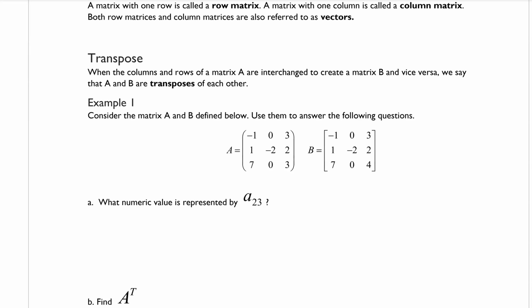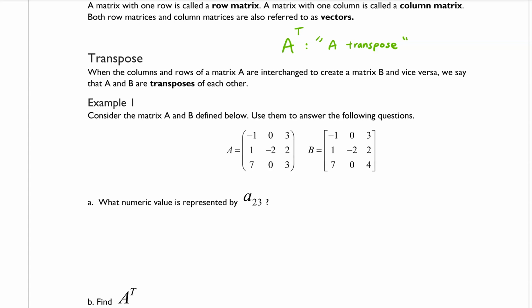So when the columns and rows of a matrix A are interchanged to create a matrix B and vice versa, we say that A and B are transposes of each other. Now, the notation for transpose looks like this. Normally matrices, we define them with a capital letter. So if you have a matrix A and you want to take the transpose of it, in the superscript, which is kind of like an exponent, you would put a capital T, and that is the mathematical notation, and the way we read it is A transpose, like that.